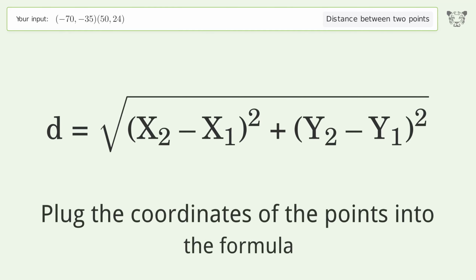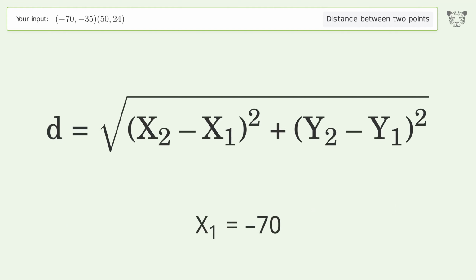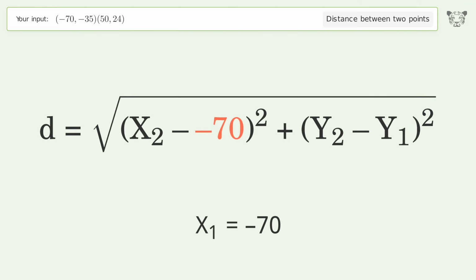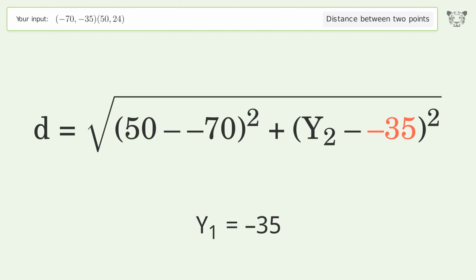Plug the coordinates of the points into the formula. x1 equals -70. x2 equals 50. y1 equals -35. y2 equals 24.